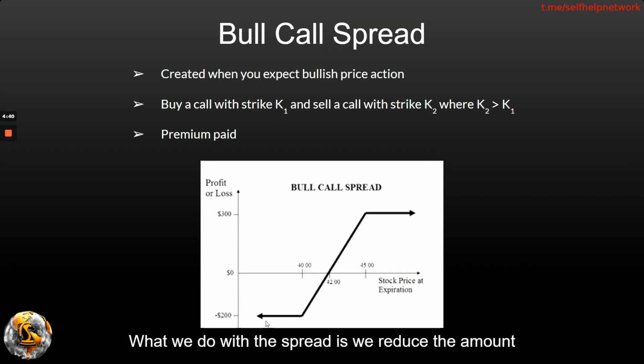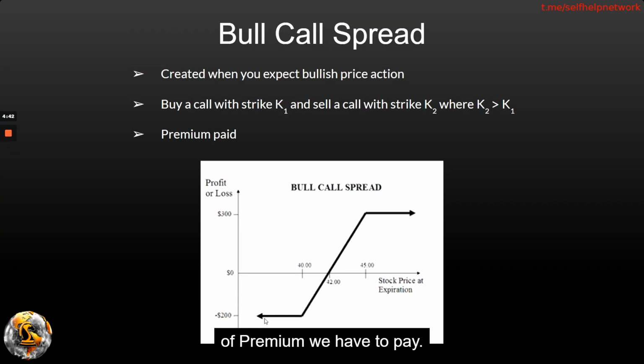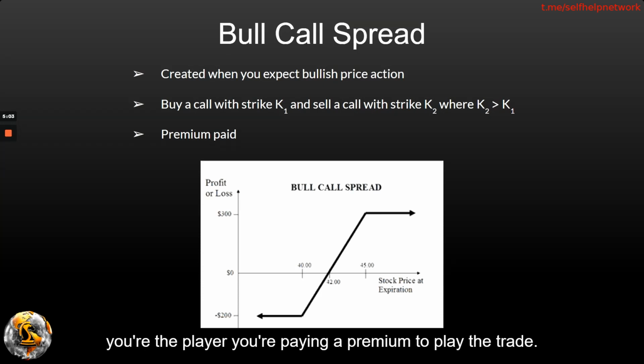What we do with the spread is we reduce the amount of premium we have to pay, but we also cap the amount of profit we can make. So you're giving up some reward for some reduction in risk. And that's the reason bull call spreads are done. Now this situation is where you're the player. You're paying a premium to play the trade.